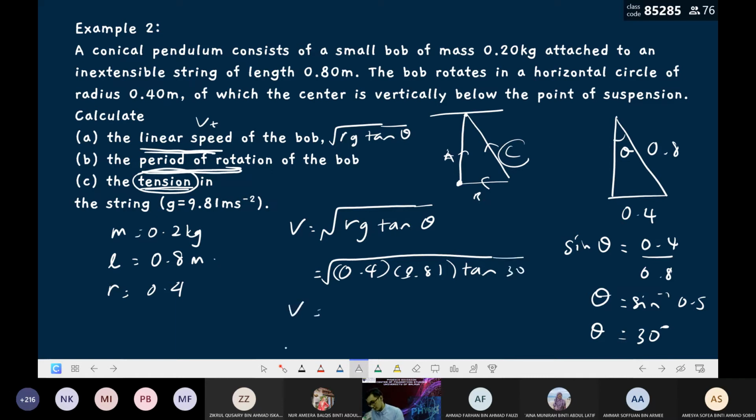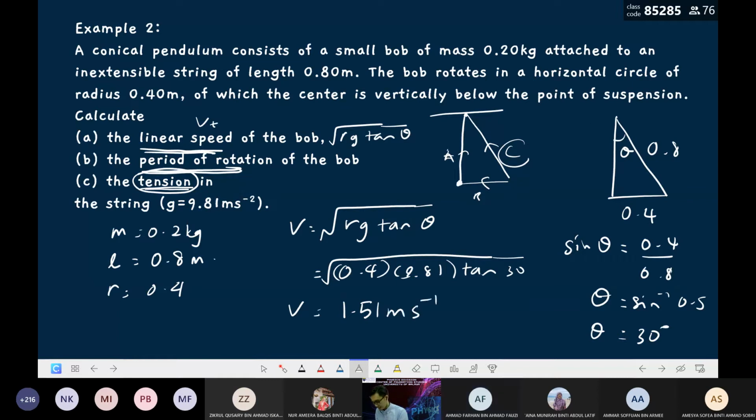So this is equal to our velocity berapa? Square root of 0.4 times 9.81 dengan tangent 30 berapa? 1.51, kan? Ya. Okay, unit is meter per second.